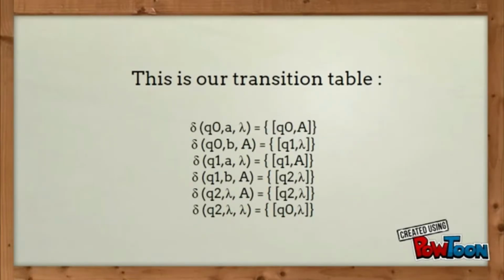This is our transition table. First, draw all the states and circle them. Then, double the circle for the final state, which in this case is Q2. Draw arrow to Q0 as it is the initial state. The first equation shows us Q0 moves to Q0 itself. So, draw a loop circle to Q0. Write input A, pop lambda, push capital A.